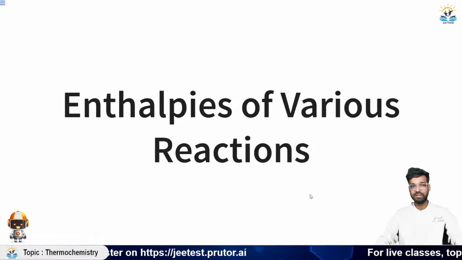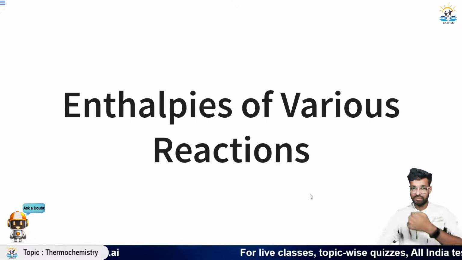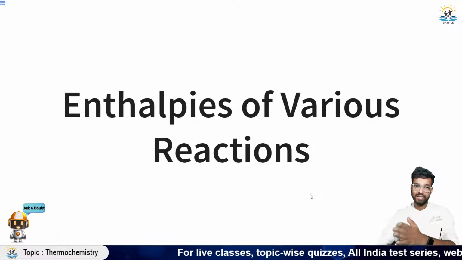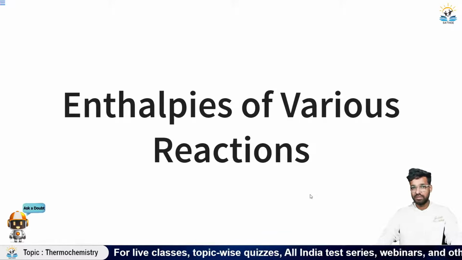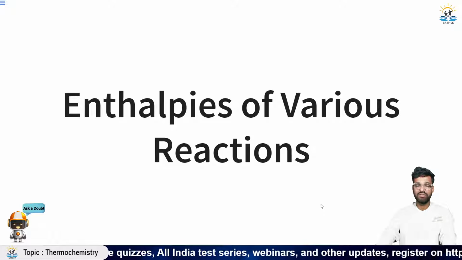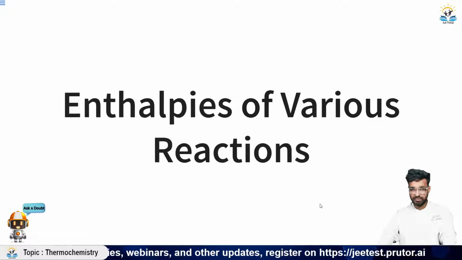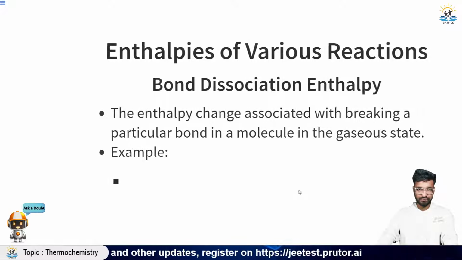Now we will see the enthalpies of various reactions. Earlier we have seen that for reactions we have enthalpy changes. Different types of reactions, like sublimation, vaporization and atomization reactions, have different kinds of enthalpy. We will see them one by one.